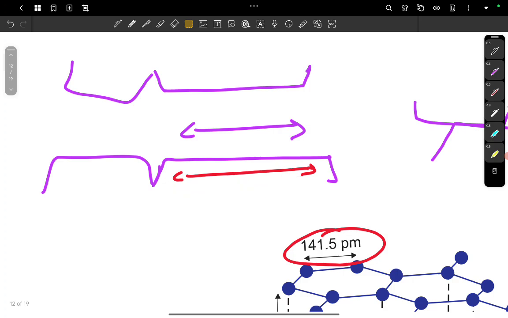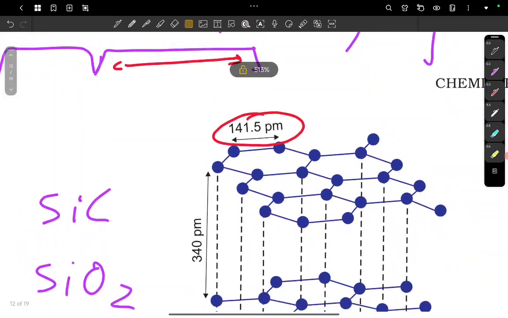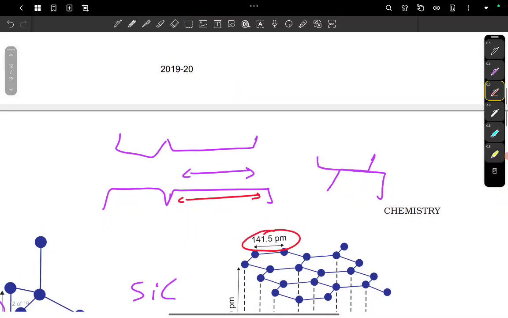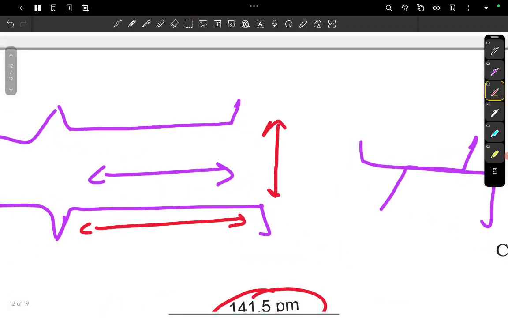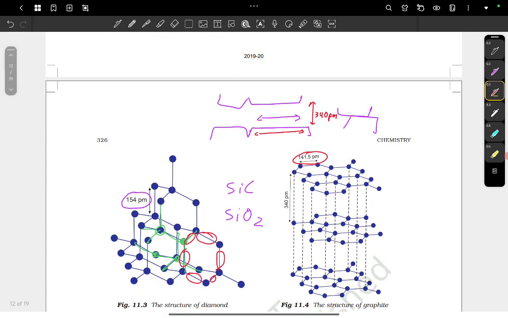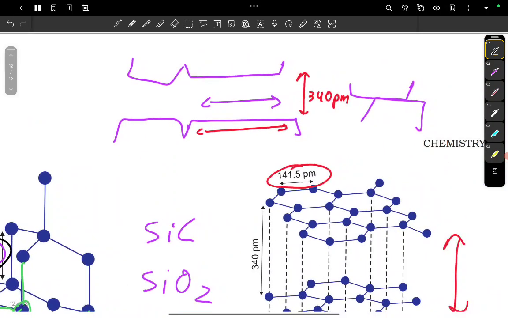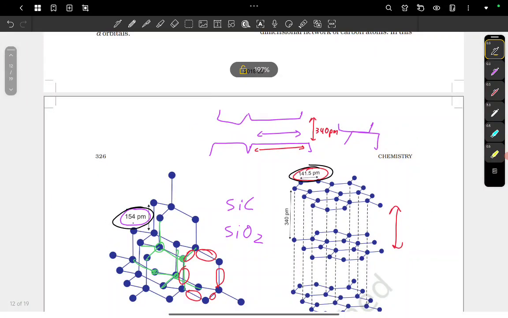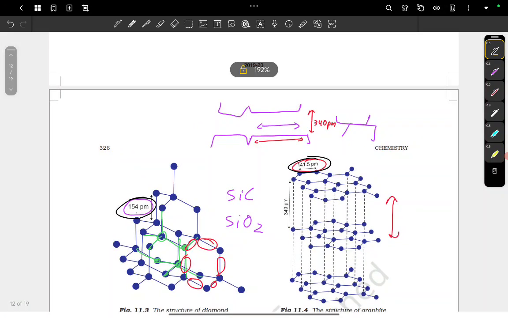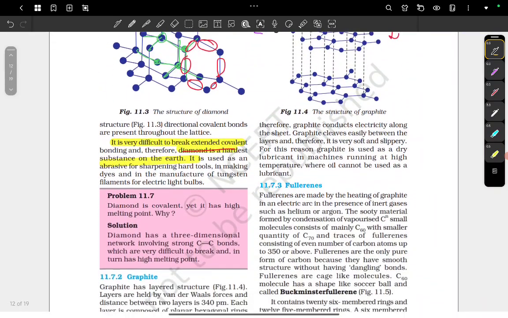slip over each other, and the size of one plate is given as 141.5 picometers. And the average distance between the plates is given as 340 picometers. It is a pretty huge difference. And basically in Mains they can ask: is the carbon-carbon single bond greater in diamond or greater in graphite? So there you have to remember it's greater in diamond, but the distance between the plates is almost 3 times, no, it's close to 2 times the diamond distance.